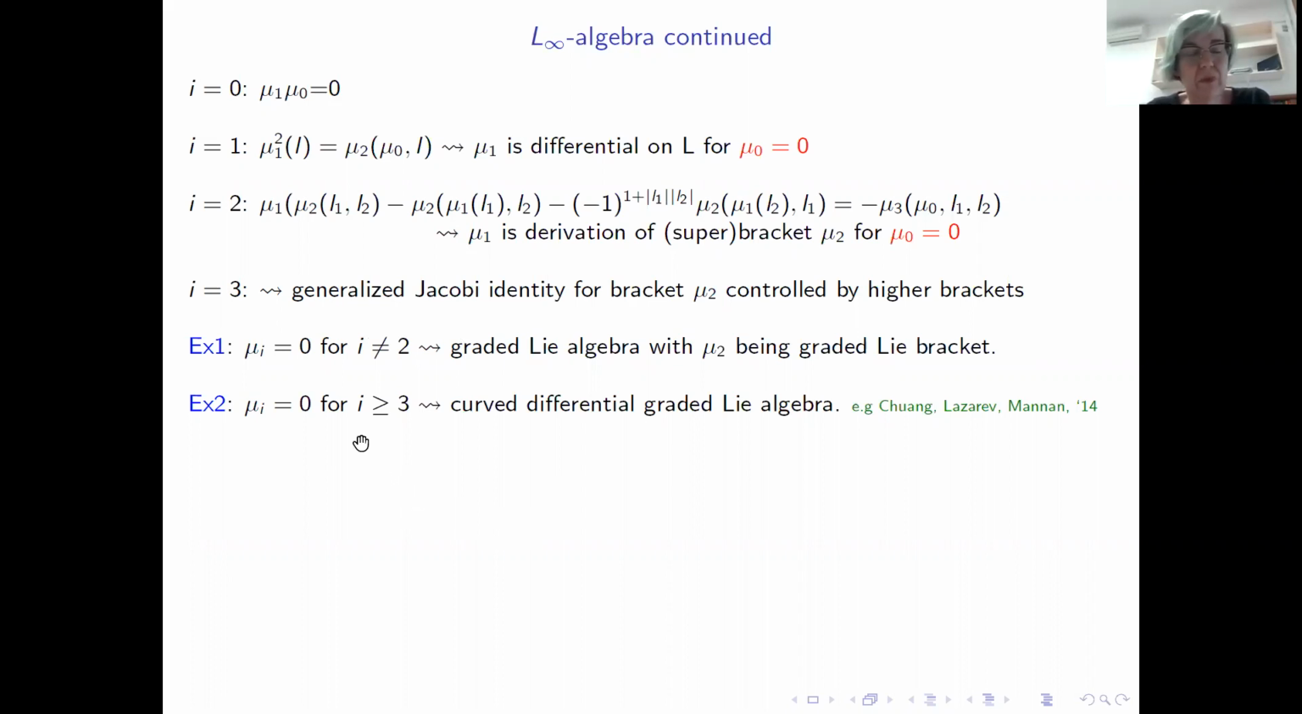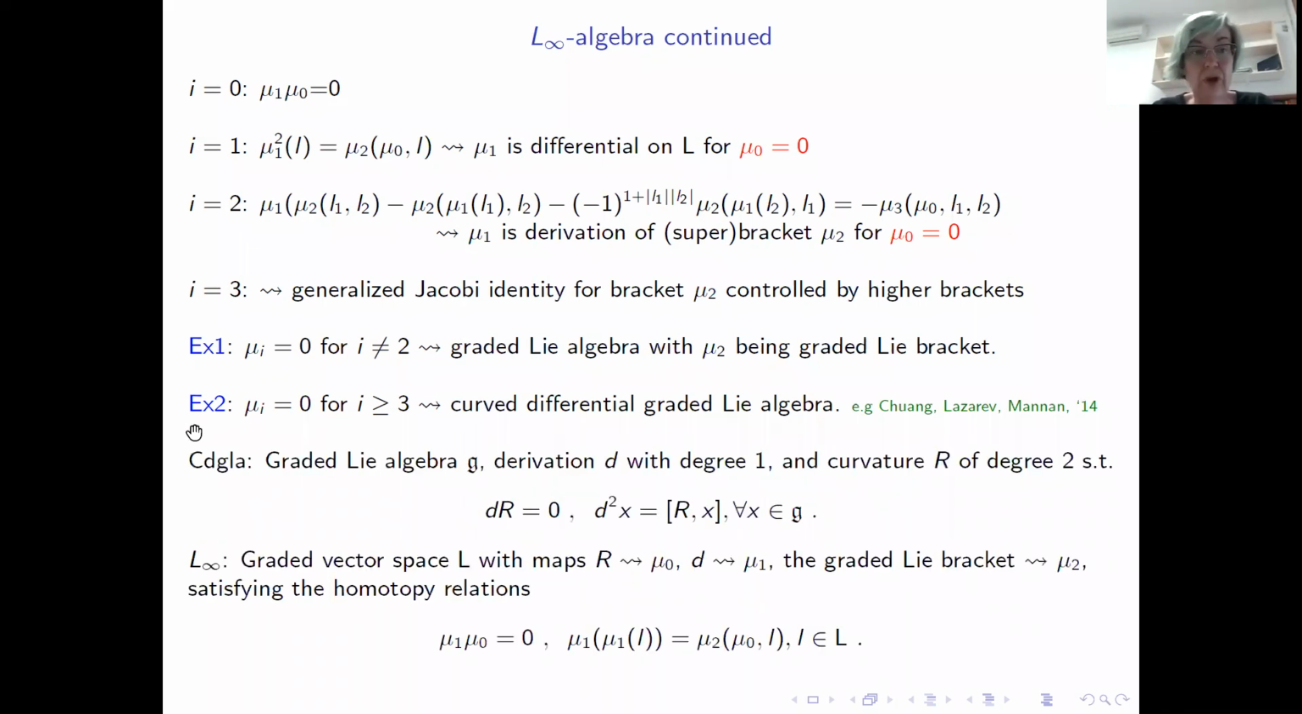A slightly non-trivial example is also quite standard. It's a curved differential graded Lie algebra, and this is the first example where you have a mu0 map. You have mu0, mu1, and mu2. So a curved differential graded Lie algebra consists of a graded Lie algebra G, a derivation D of degree 1, and a curvature element R of degree 2, such that these two conditions hold. So you see D is a derivation, not a differential; it doesn't square to 0.